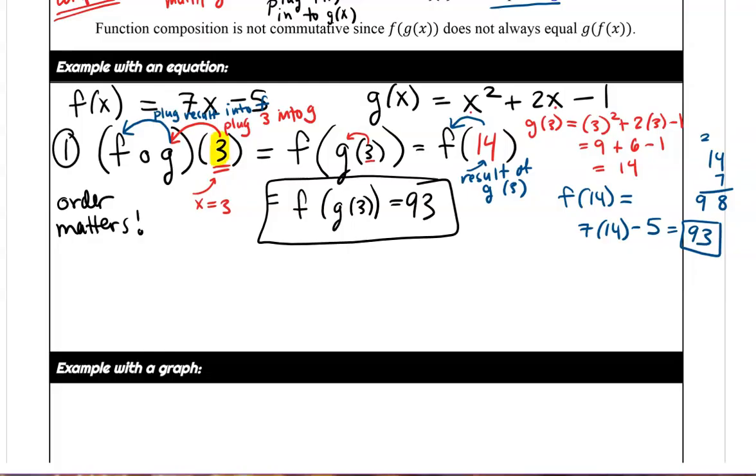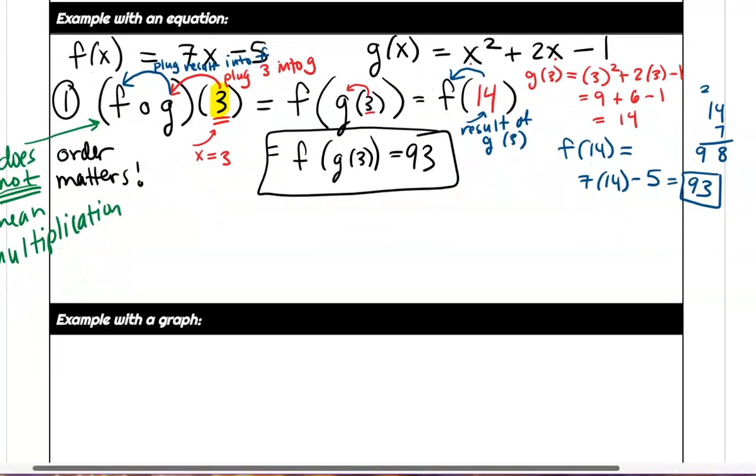And again, this does not mean multiplication. So that's another thing I want you to indicate to yourself. This does not mean multiplication. It means you're plugging in. You're taking 3 and plugging into g. You're taking the result of that and plugging it into f. You're not multiplying.